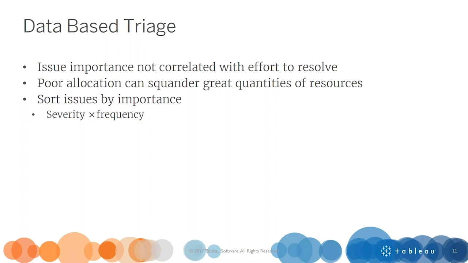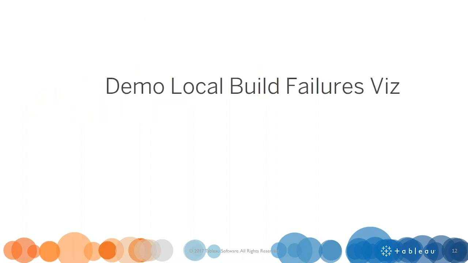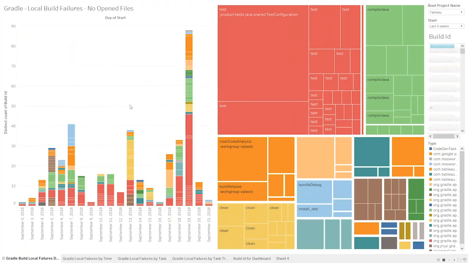So one of the vizzes that we have made that has been the most useful to us in terms of advancing the state of developer productivity has been this data visualization that analyzes local failures. All right, so there's a lot of colors going on here.